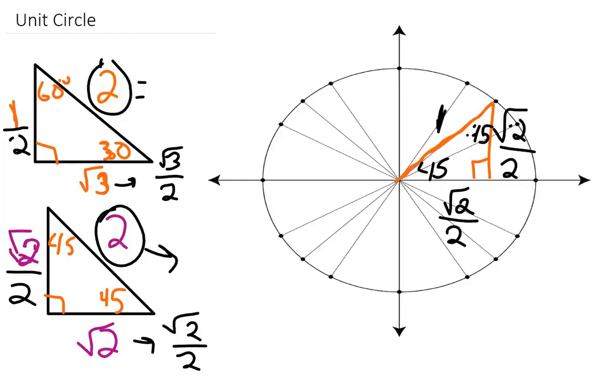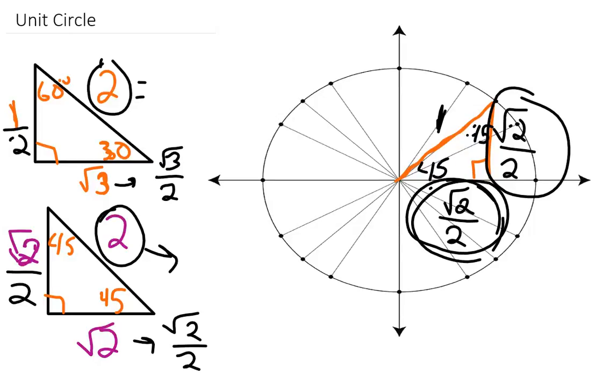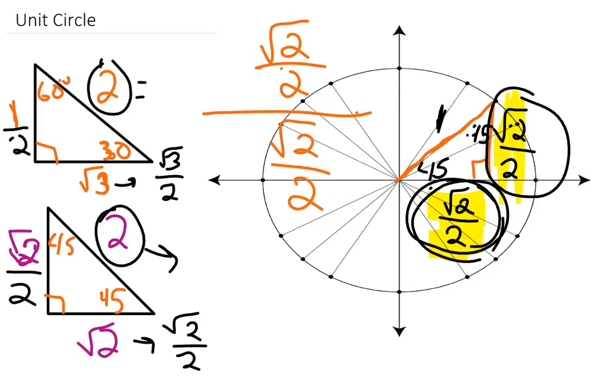And if I go ahead and look at this, I can see my sine is going to be my y value, which is root 2 over 2. My cosine is my x value, which is root 2 over 2. My tangent now is my y over my x, which is going to give me root 2 over 2 divided by root 2 over 2. Any number divided by itself is just going to give me a 1.